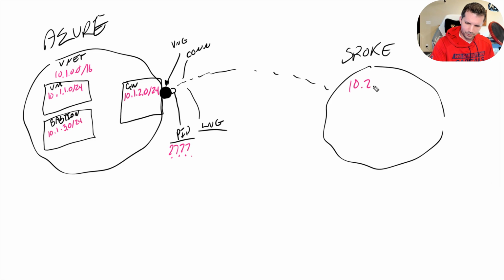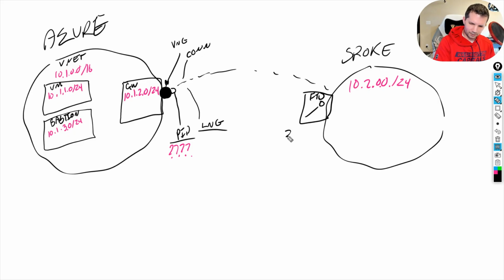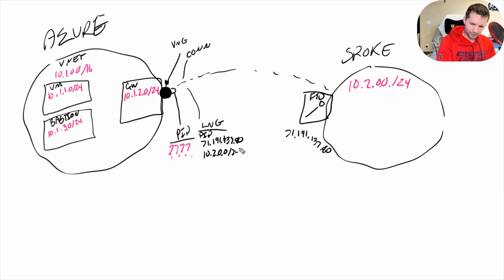Over here on the spoke, I'm going to use 10.2.0.0 as my /24 subnet. I'm going to be running a firewall here, FTD, and it's going to have the address 71.191.137.80. So, my next hop IP address is going to be 71.191.137.80. And then my secured routes are going to be 10.2.0.0/24.